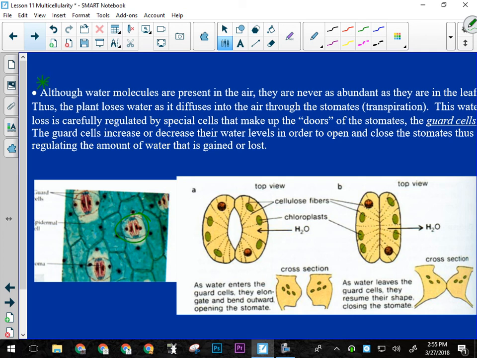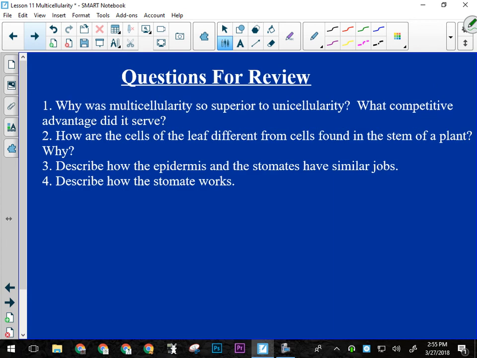All right, so make sure you can explain this process. Guard cells are the best example of specialization in a multicellular organism, and they're important in terms of regulating water loss, transport of water in plants, etc. Okay, questions on that stuff there? All right, I want you guys to answer those questions in complete sentences, maybe a couple of sentences for each one, and we'll go over them here in a few minutes.